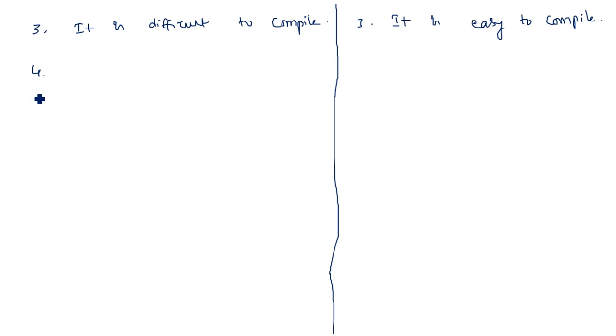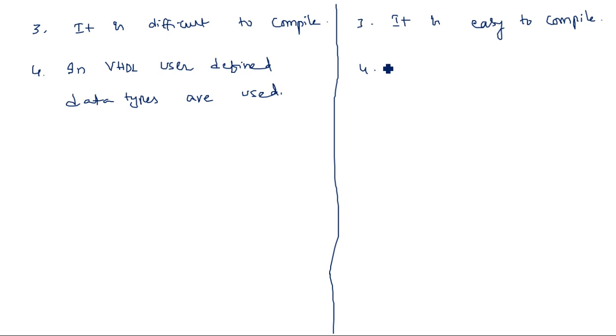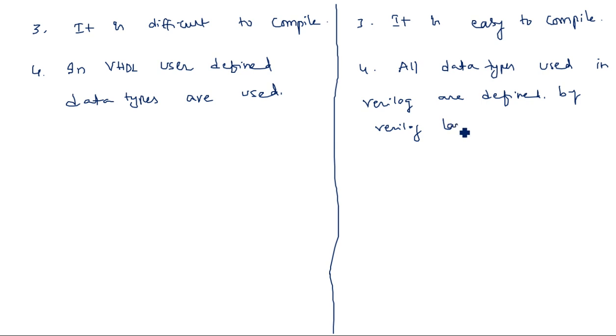In VHDL, user defined data types are used. All data types used in Verilog are defined by the Verilog language only.